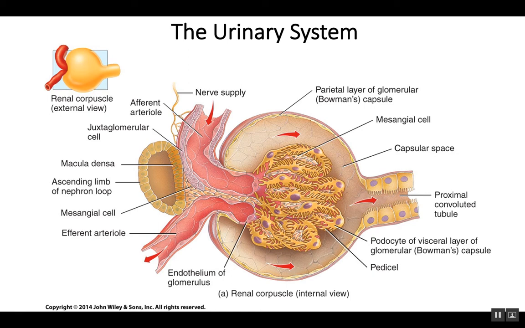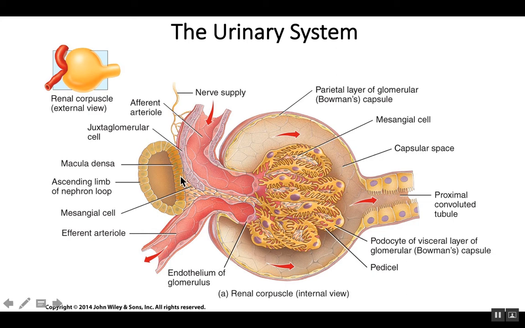The driving force of this process is blood pressure. So the reason why fluid gets pushed out is blood pressure. And if blood pressure goes really, really high, you don't want to filter too much. So there have to be mechanisms to decrease the amount of filtrate. You also want to be able to increase filtration. So there's a lot of adjustment and control of what we call GFR, glomerular filtration rate, which is basically how much filtrate you produce in a certain unit of time.